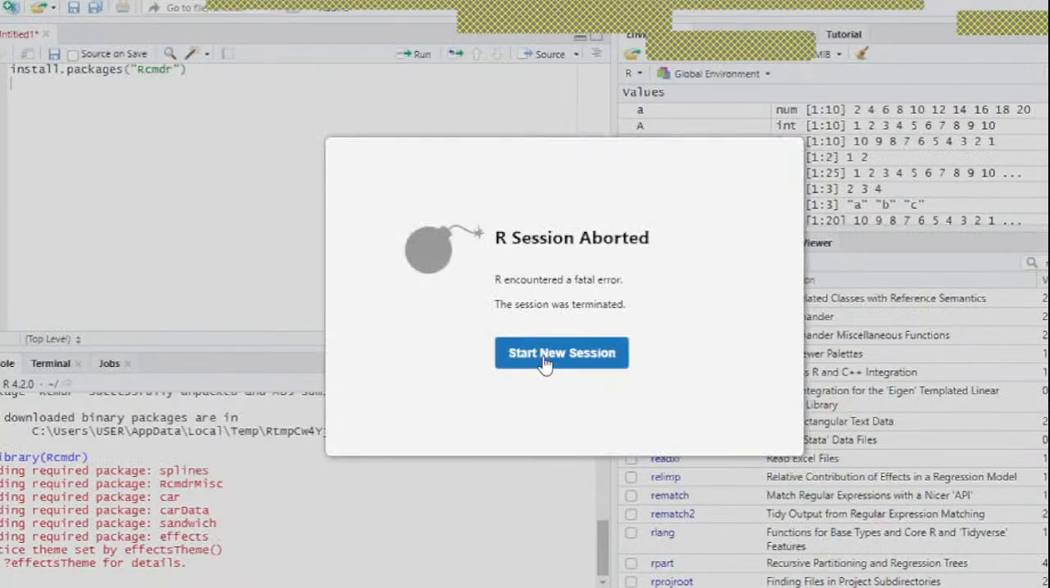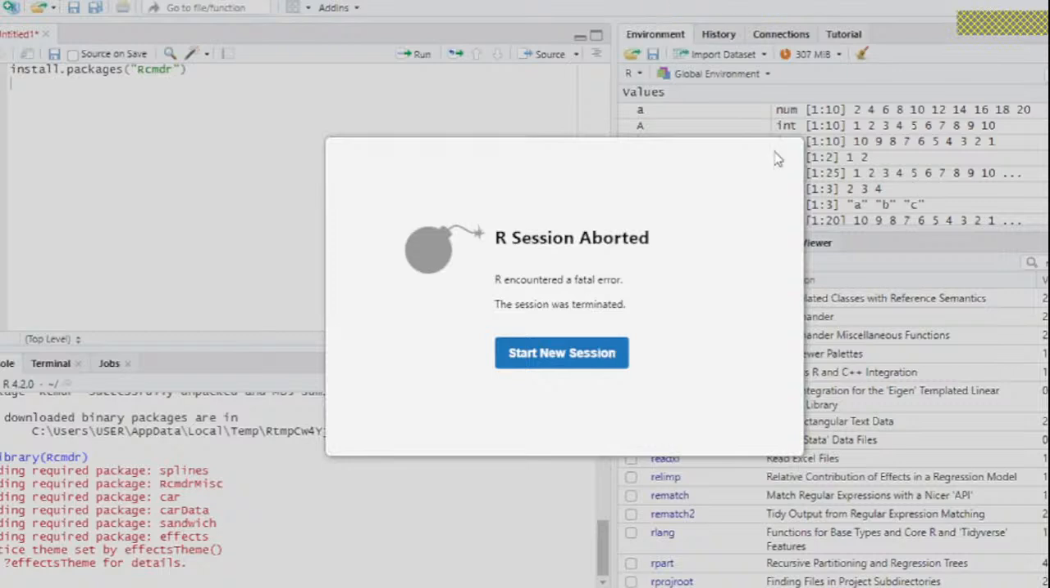Sir, can you see my screen? Yeah, I can see your screen. Script window is empty, sir. Actually, script is not there of R Commander. I have run the package of R Commander. It's running. So if you have installed the package, where will you check whether the package has been installed or not?